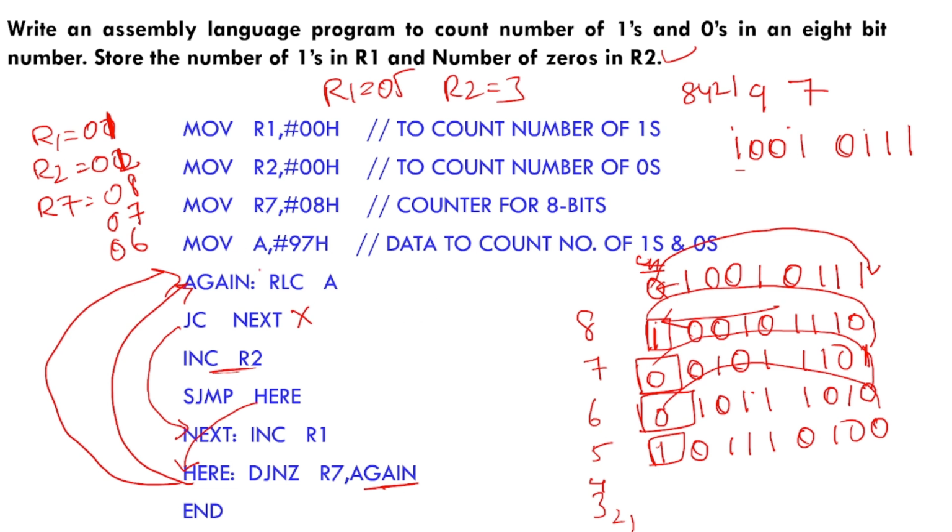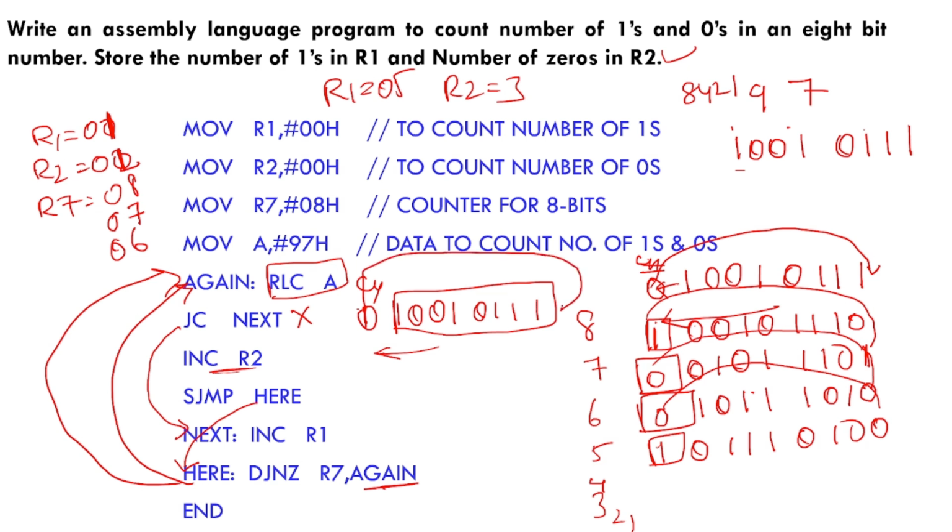Okay, so here the main instruction is RLC. You want to rotate to the left side along with the carry. That means if we say this 1 0 0 1 0 1 1 1, consider the carry is 0. Okay, so you want to rotate along the left side and you want to bring this carry to this side. Okay, so this is the logic of this program.